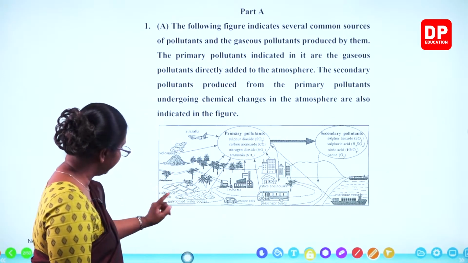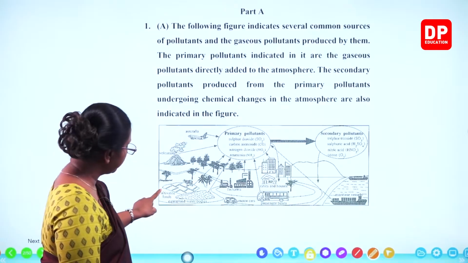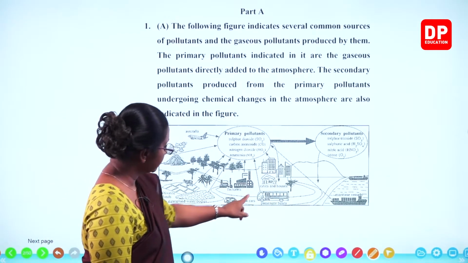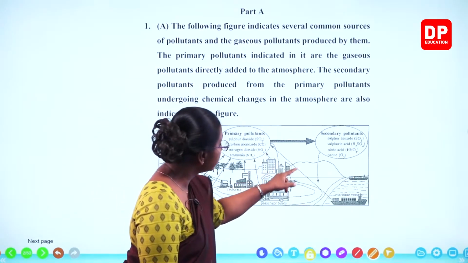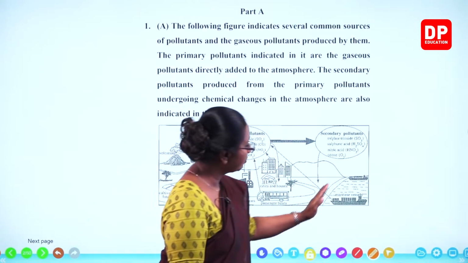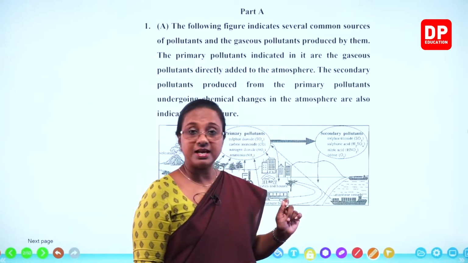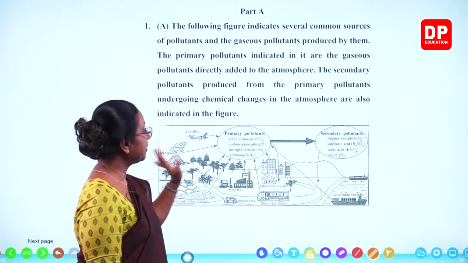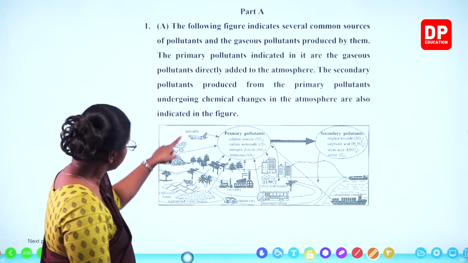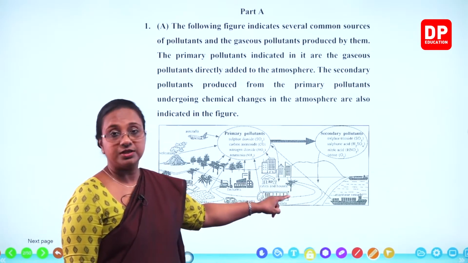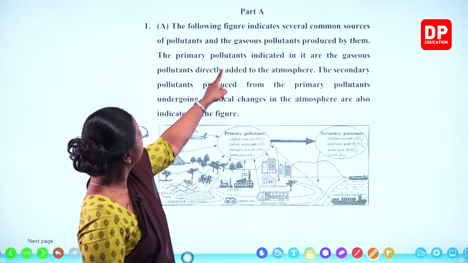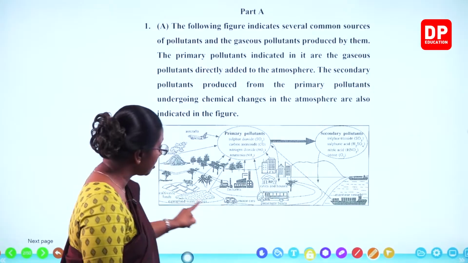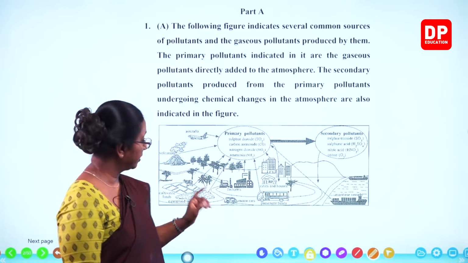Then there is a cultivated land, then eutrophied water body, then you see factories here, motor cars, passenger buses, cities and houses are shown. Then you can see the sea where there are maritime vessels, ships and all those. Then you can see the primary pollutants. So these are the sources of pollutants. There, can you see pollutants there? They have said several common sources of pollutants. So these are all sources of pollutants.